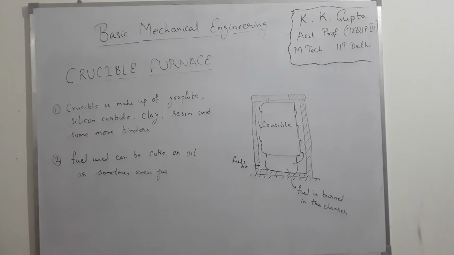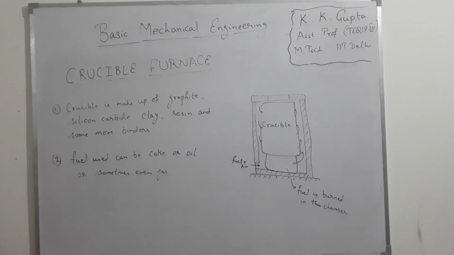Now let's understand crucible furnace. As shown in the figure, there are two chambers. In the lower chamber, fuel is burned and the upper chamber is called crucible, in which the metal that is to be melted is kept. Crucible is made up of graphite plus silicon carbon plus clay plus resin and some other binders. Fuel used can be coke or oil or sometimes even gas.